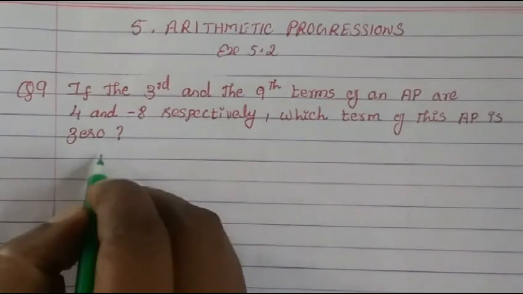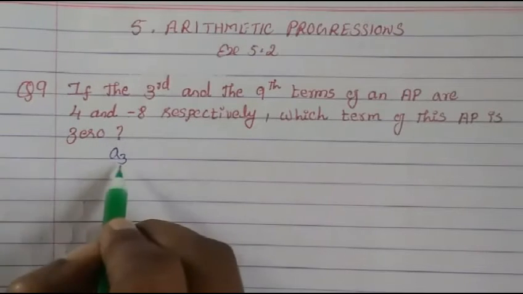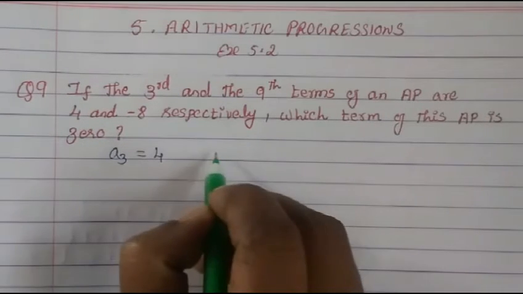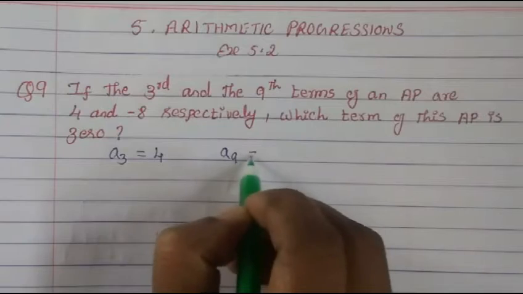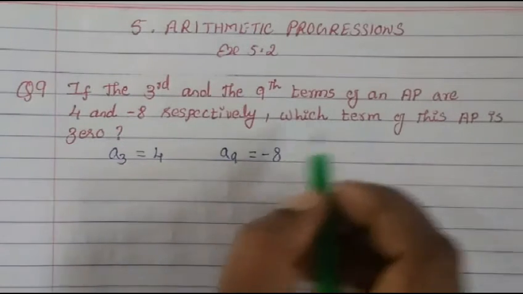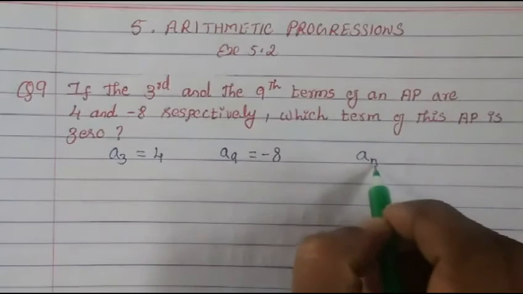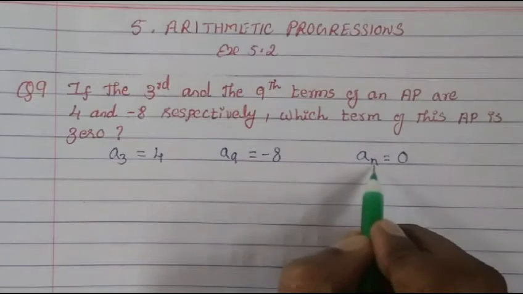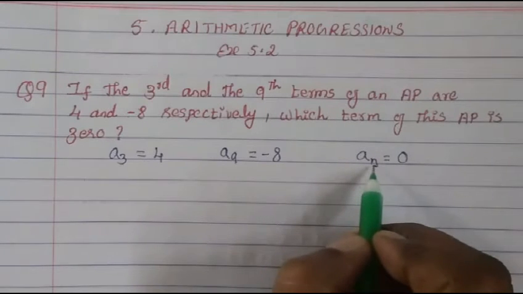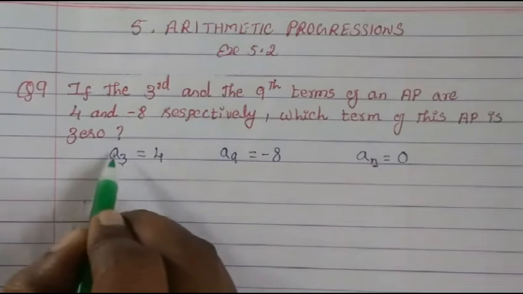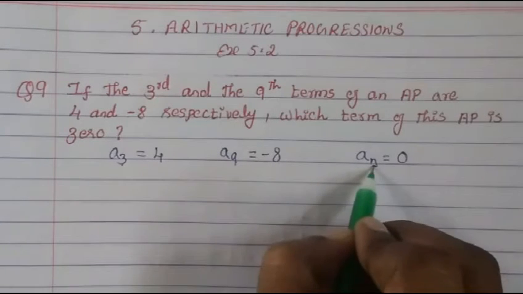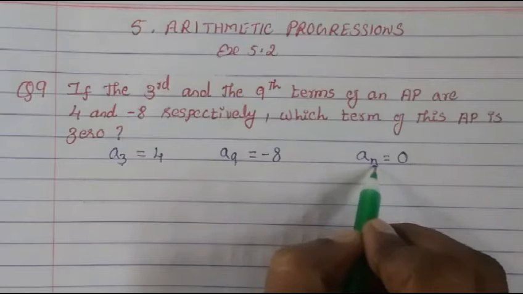So what values are given to us? Third term, we say A3. The third term is given to us as 4 and the ninth term is given to us as minus 8. Then which term? That means we don't know. Which term of the AP is 0? So AN is given to us as 0. That means N we don't know, so the N value we have to find out. Here the third term value is 4, the ninth term value is minus 8, the Nth term value is 0. So what is the Nth term that we have to find out?